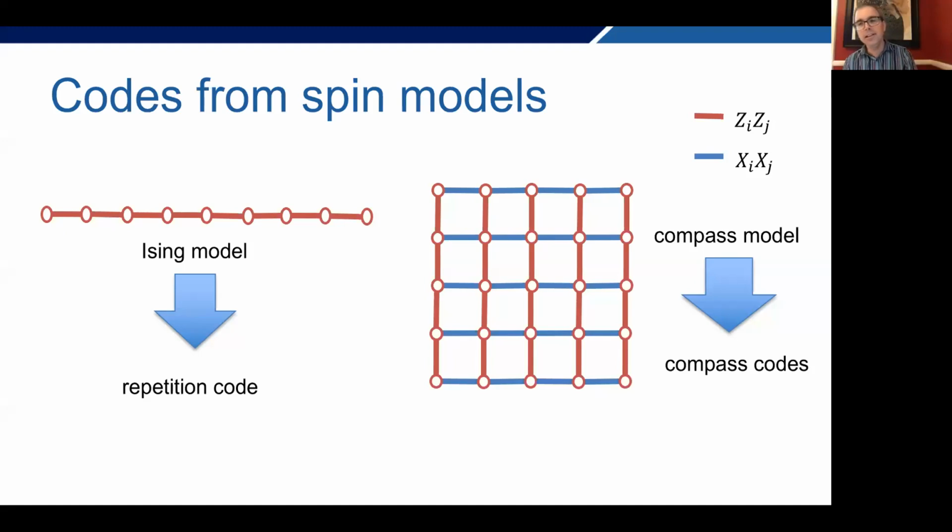So what I really like about this connection is if I think about spin models, like a ferromagnetic Ising model, that directly maps to the repetition code, right? There's a one-to-one map there. And then when I think about a compass model where I have spin interactions that are both Z-type and X-type, but still Ising-type interactions along the two edges, it does not directly map to a code, right? There are basically too many checks for the number of degrees of freedom we need. And so then we have to build up these compass codes.